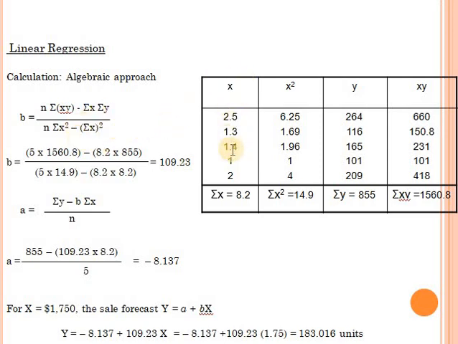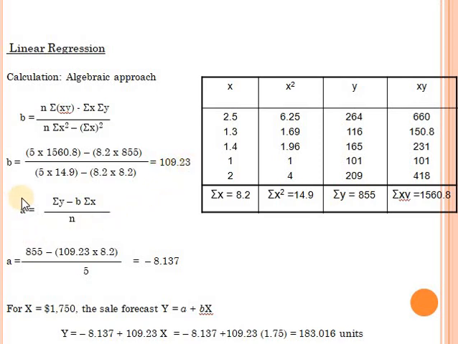So this is the summation of x, the value of 8.2. This is the value that I will square. So this value is different from this value. I just fill in the values that I got from this table into the equation of B. Now the final answer of B is 109.23.